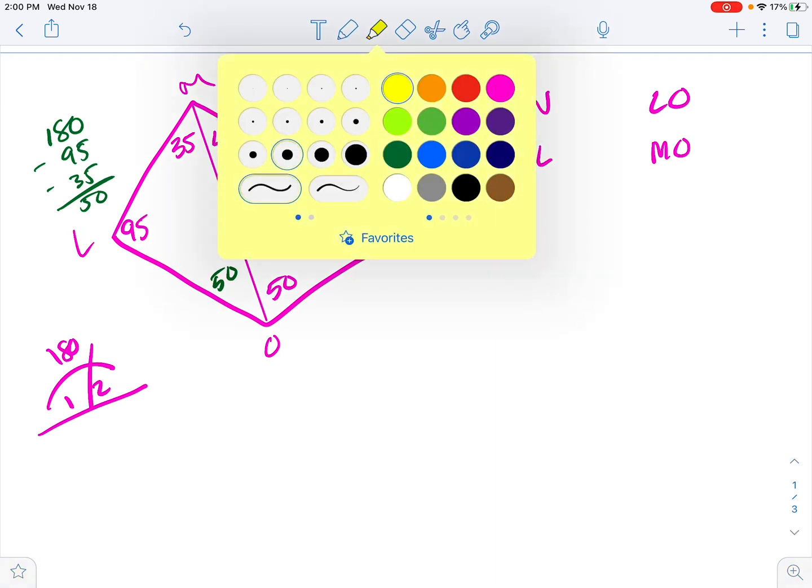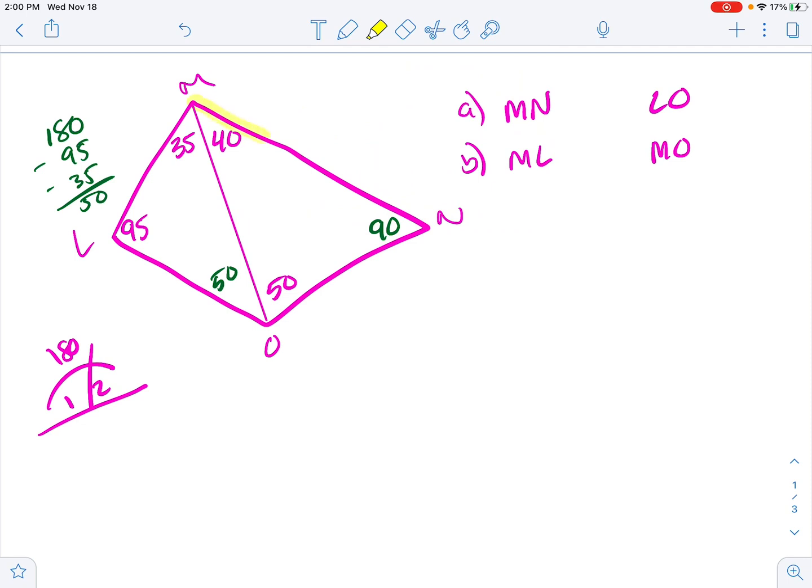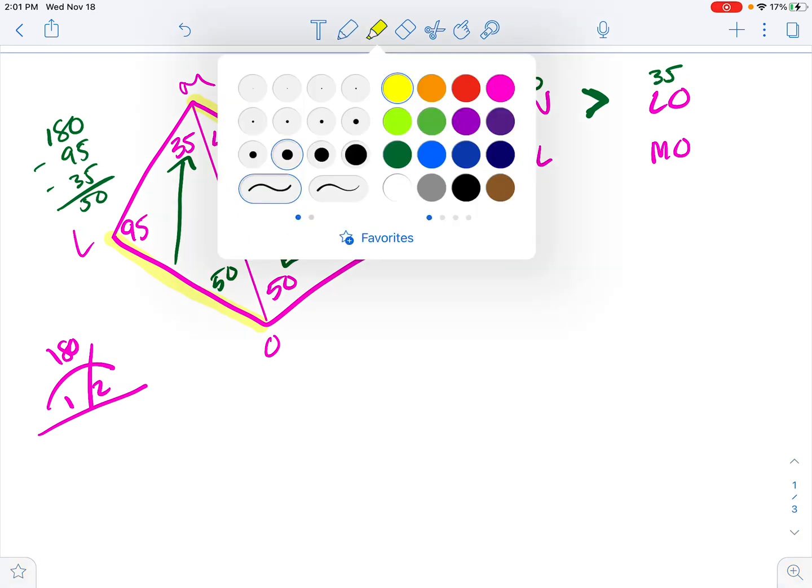So the first one I want to look at is MN. MN is this side. Well, what angle is he across from? He's across from 50. Then we're going to look at LO. LO is this guy. Well, who's he across from? He's on this left triangle, and he's across from 35. So who would be bigger? The guy with the bigger angle. So MN would be bigger. Do we know what MN equals? No. We just know he'd be bigger because he's across from the bigger angle. Same thing with the next one.